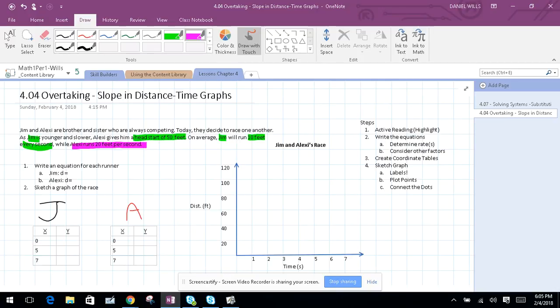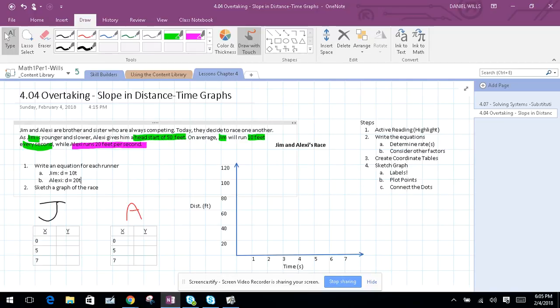Let's write the equations. So in our steps over on the right-hand side of the screen, you'll see it says, write the equations, determine rates. Fortunately for us, the rates are kind of given to us. Jim, it says, runs 10 feet every second. So that's 10t, or 10 for every piece of time that passes, in this case seconds. While Alexi is 20 feet per second, so 20t.